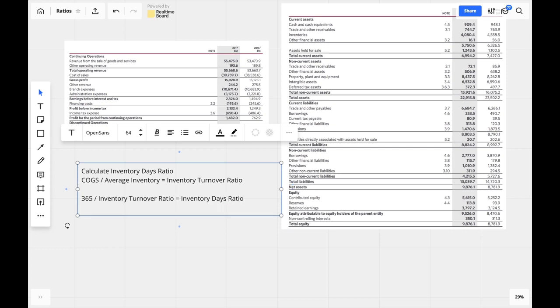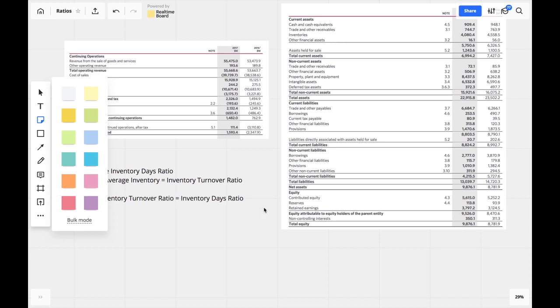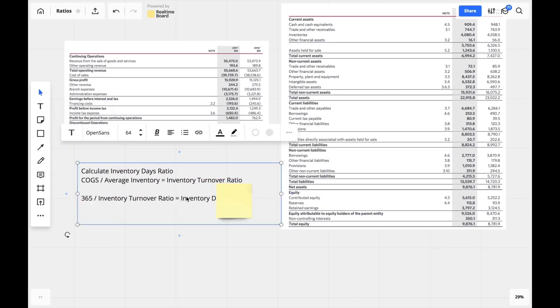Another way to write this is slightly different. You can go average inventory divided by COGS times 365. Okay, so let's actually do that.